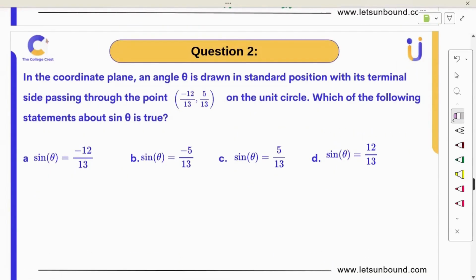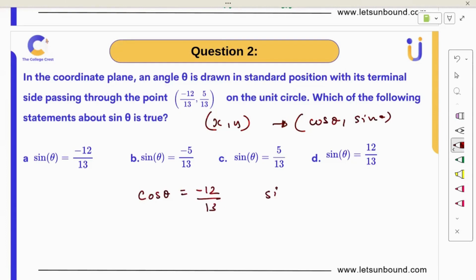Second question is, in the coordinate plane, an angle is in standard position with its terminal side passing through the point (-12/13, 5/13) on a unit circle. Which of the following is true? So we already did in a unit circle. A point, like if it's (x, y) or (a, b), will be represented by (cos theta, sin theta), right? So this point implies cos theta is negative 12 by 13 and sine theta is 5 by 13. So sine theta is minus 12 by 13, it's wrong. Sine theta is 5 by 13 is right, others are wrong. So it's option C, right?